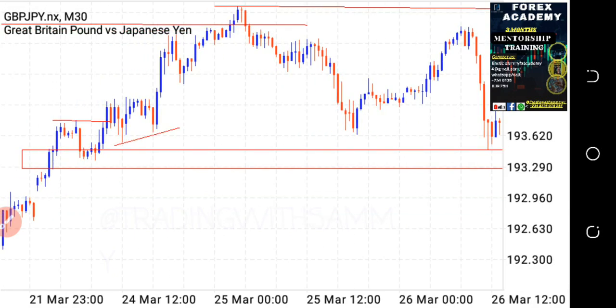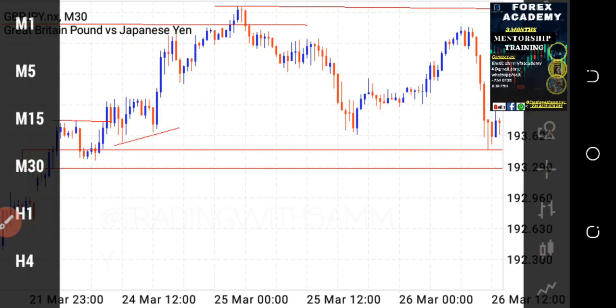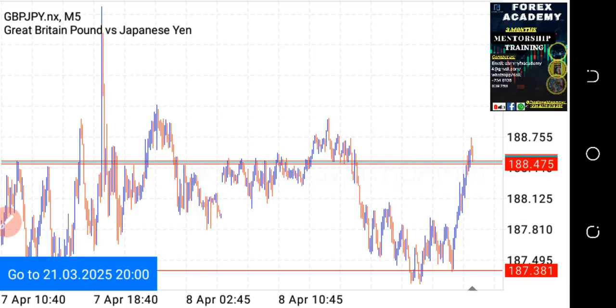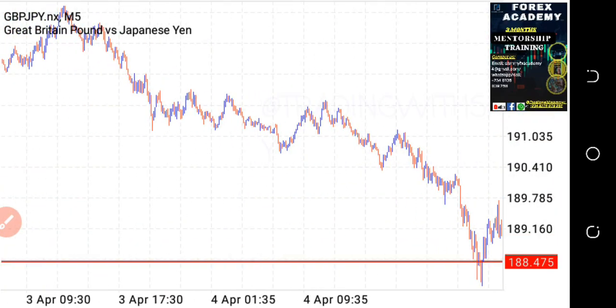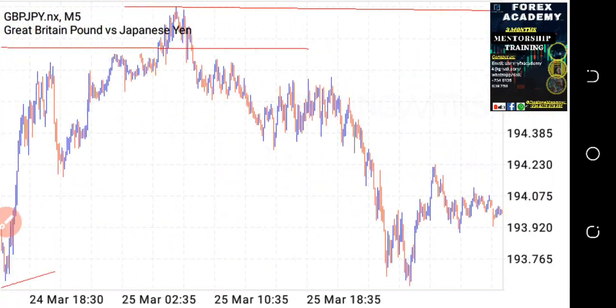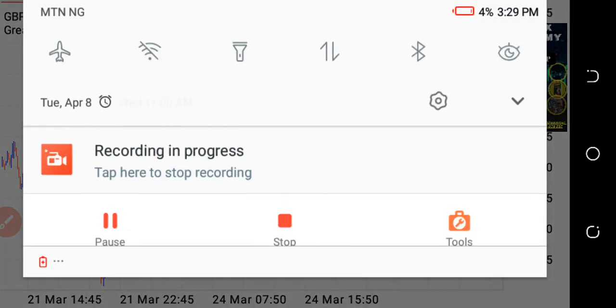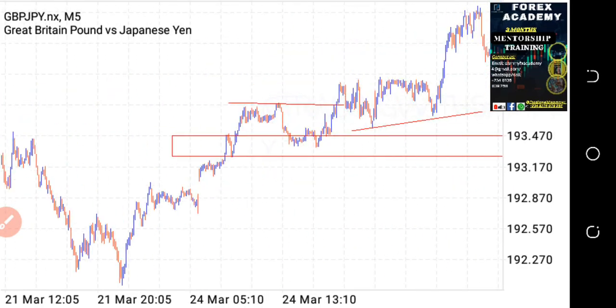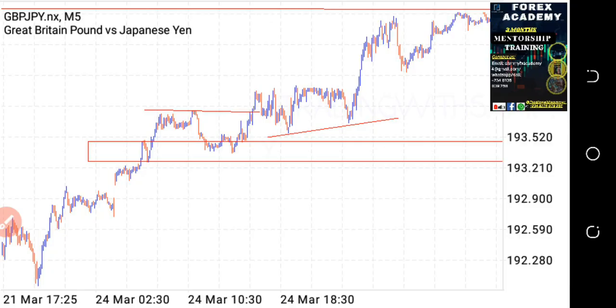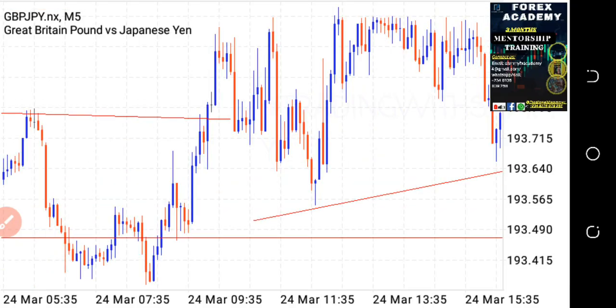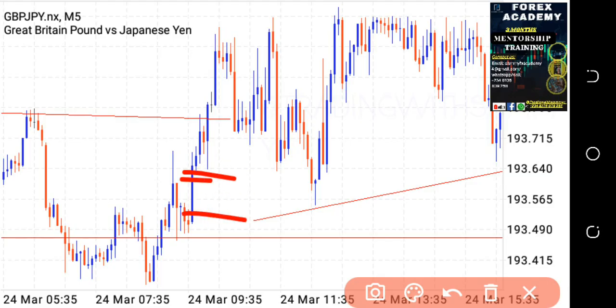So can we go to the 5 minutes? Let's go to the 5 minutes and check this out before we come back here. Okay, here we go. Now you can see it clearly here. See the fair value gap here that is being spotted. So as you can see, we have a static liquidity.